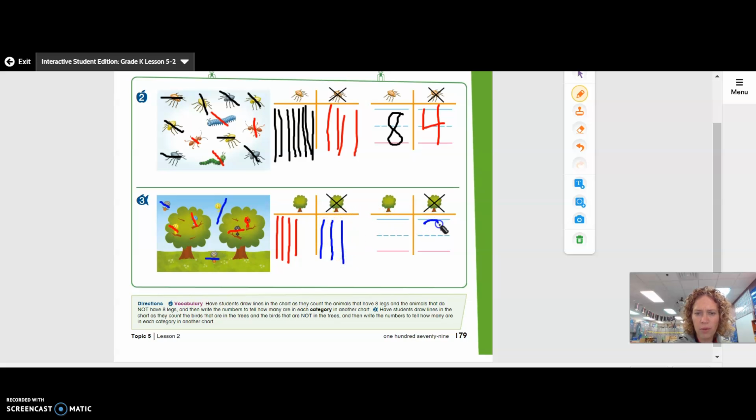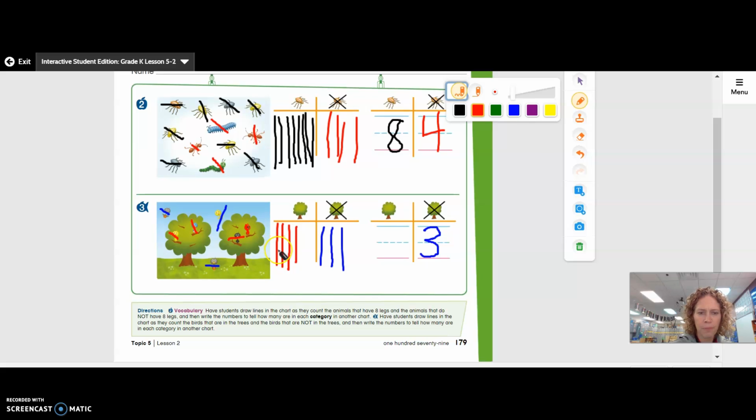So I'm gonna put that over here. I counted my tallies. And then I'm going to come back over here and count my tallies for the birds that are in the tree. 1, 2, 3, 4. Okay, did you see how I was able to count the different categories 2 different ways? One with tallies, one with numbers. All right.